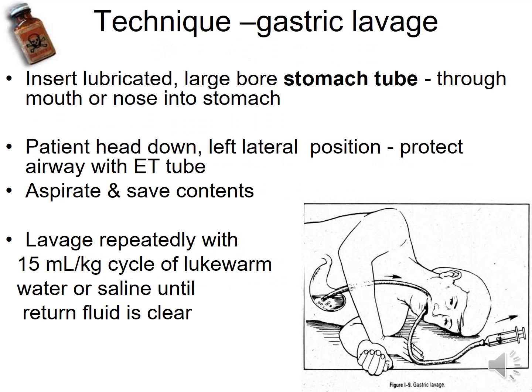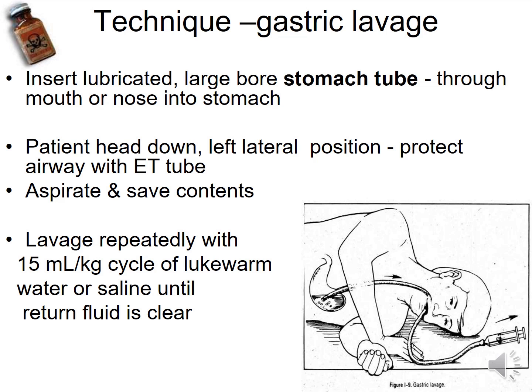Now we come to the technique of putting a stomach tube to do these various methods. Insertion of the stomach tube is done after lubricating the tube. You insert the tube through the mouth or nose until it enters the stomach. This procedure is done with the patient either lying in the left lateral position or in head down position, and try to protect the airway by putting an ET tube, and then aspirate out and save the content for poison analysis. Now start with the gastric lavage.